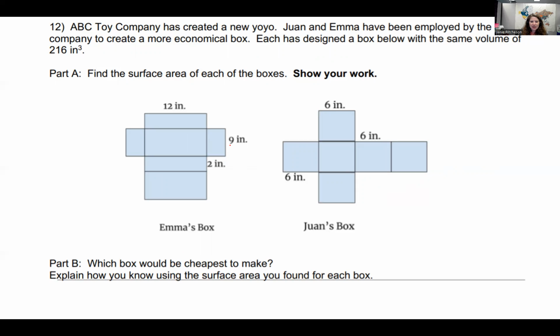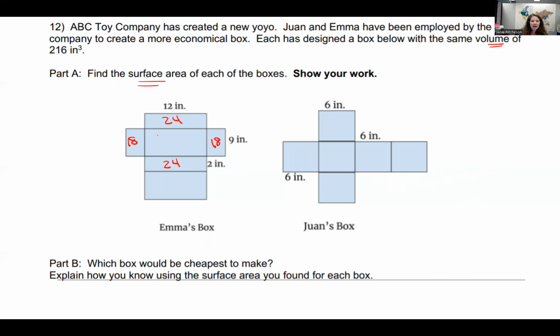All right, so let's see. So this right here is a 9 by 2 inch rectangle. So this is 18, and this one's 18, right? And then we have a 12 by 2 rectangle, which is 24 and 24. Remember, every side has a pair. There's got to be two with the same surface area.